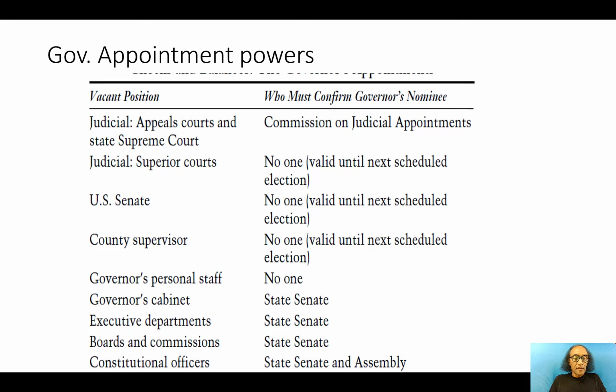However, with respect to his cabinet, the ones that we discussed, those 6 agencies, the governor will submit the appointments for confirmation by the state senate, which generally will approve and very rarely reject a gubernatorial appointment. Same thing with the executive departments and the boards and commissions, as well as other constitutional officers.